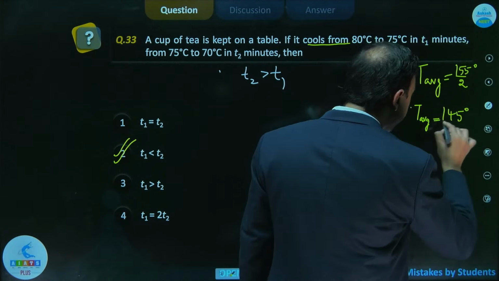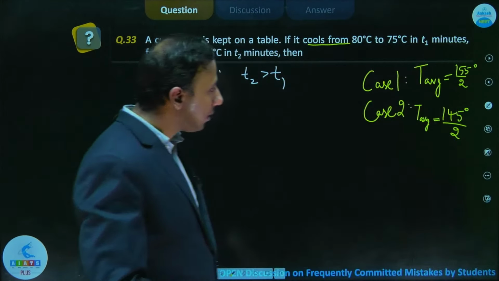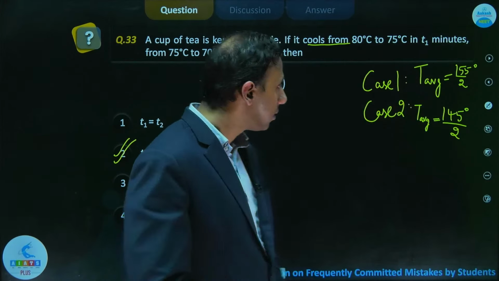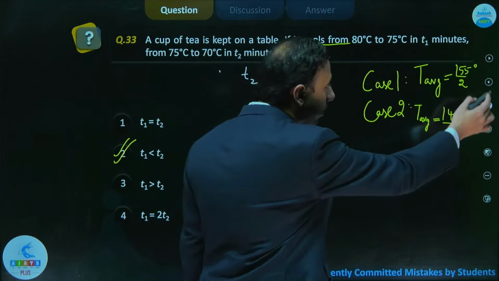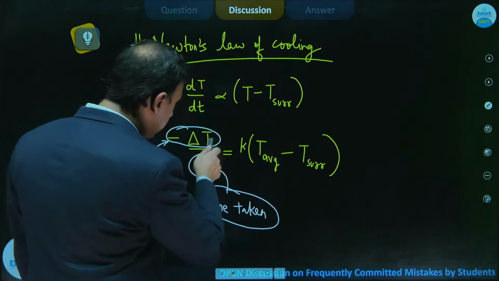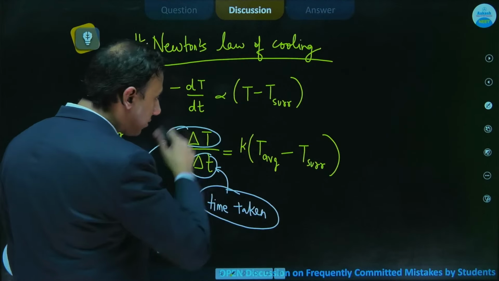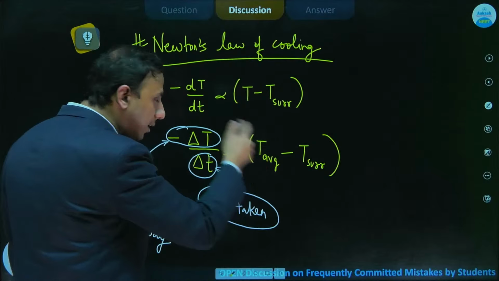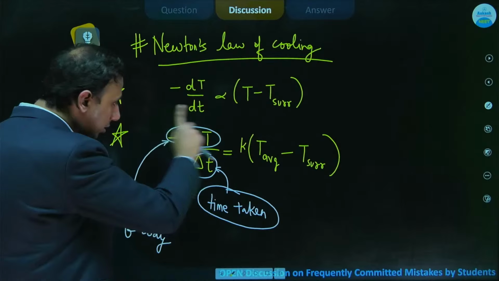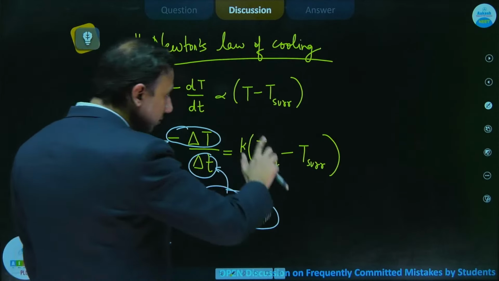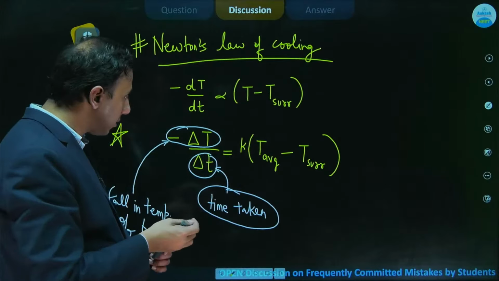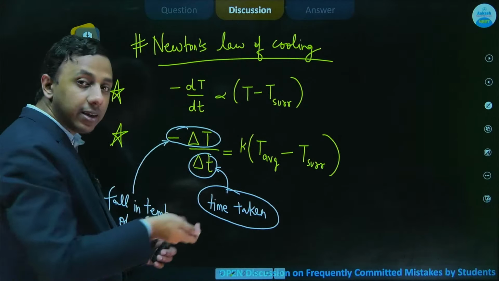Right? So 145 degrees by 2. As you can see, from case 1 to case 2, the average temperature has decreased. Now if you come back to this formula, this is the same, this is the same, this is the same. But if the average temperature is decreasing, then this whole thing has to decrease. Because if this is decreasing, RHS will decrease. If RHS decreases, LHS will also decrease.